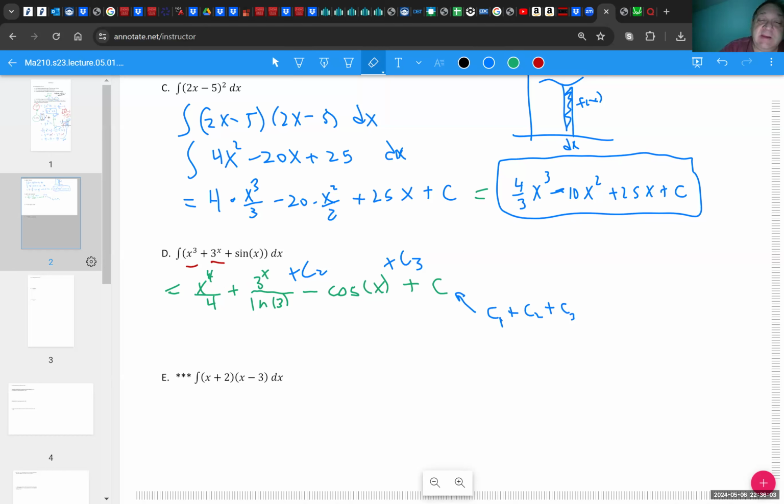So we don't need to write 3 separate constants, and we never need to solve for each individual constant. We just need to solve for the 3 constants altogether if we need to solve for it at all. So there's no reason to write all kinds of separate little constants. Just write one constant to rule them all, I guess. Okay, so that is our answer for D. There's nothing really to simplify here. It's just an opportunity for me to talk about some of the little subtleties about antidifferentiation.